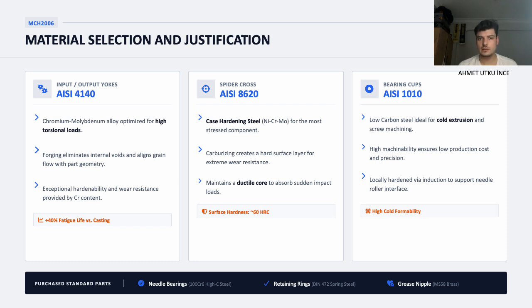It combines an extremely wear-resistant surface with a highly ductile core to absorb sudden impact loads. And finally, the bearing cups are made of low-carbon AISI 1010 steel, chosen for its excellent cold formability and cost-effective machining. Now, let us examine how these materials are shaped in the hot forging stage.